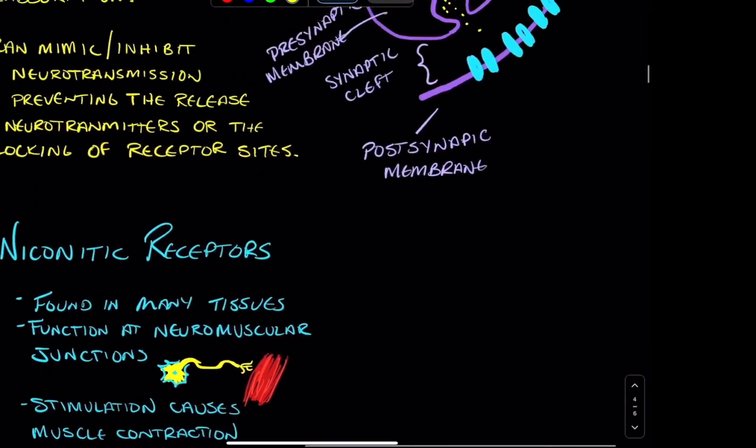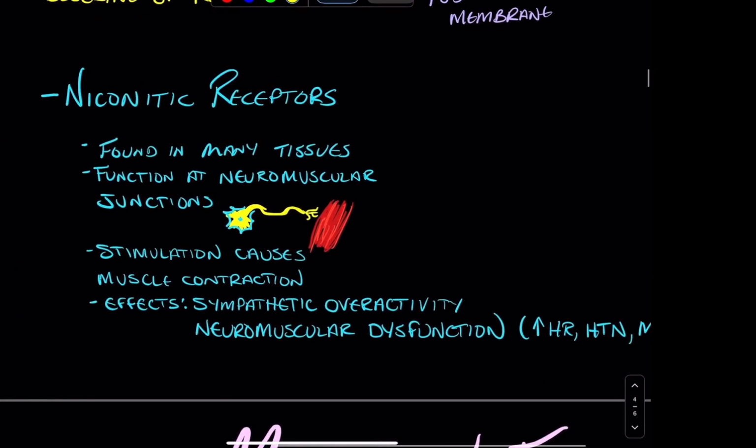So in our nervous system, we have two major types of receptors. We have what's called nicotinic receptors, and these are found in a lot of our tissues. They basically work at neuromuscular junctions. So if you look at a neuron that's attaching to a muscle, which is this great little drawing here, it's going to be right in this area. It's what's releasing onto the actual muscles to stimulate those muscles to contract.